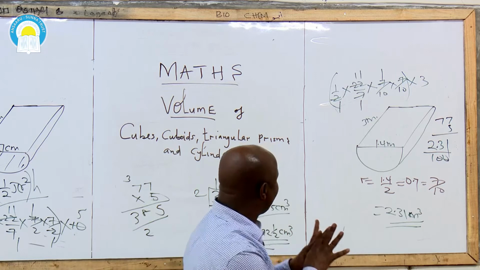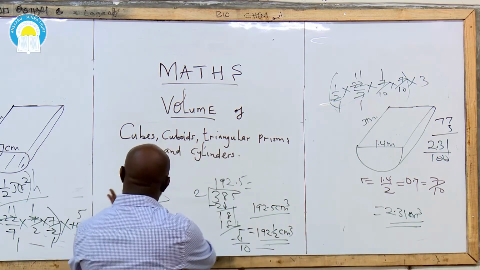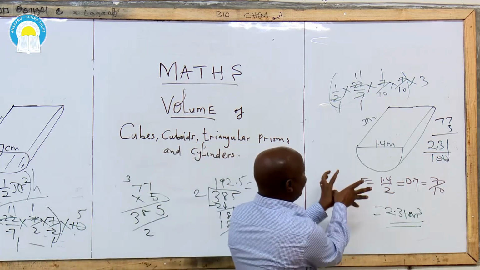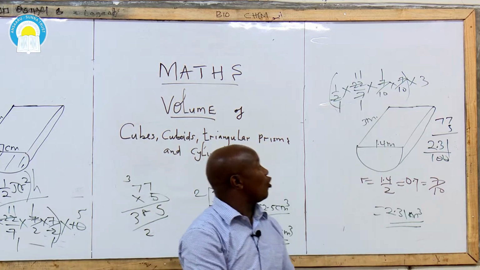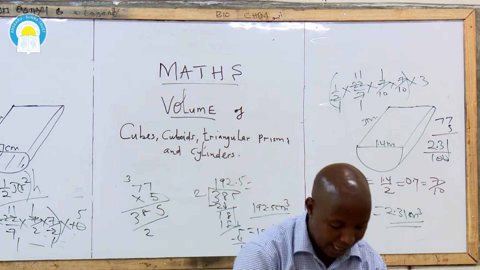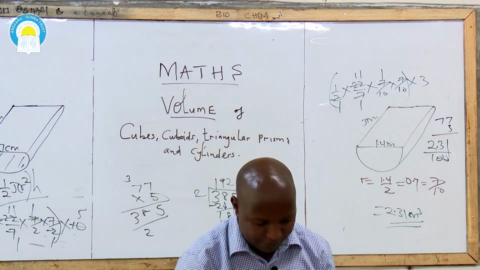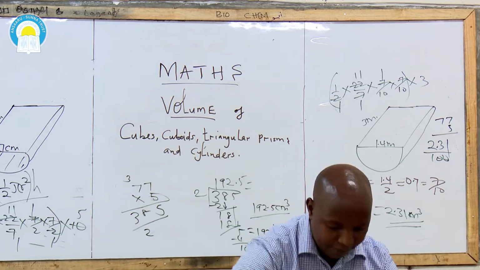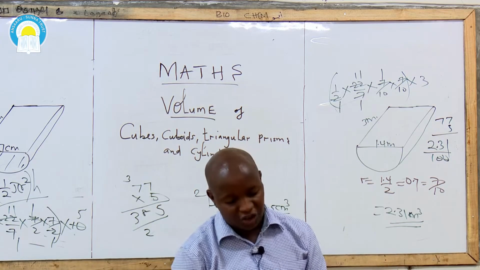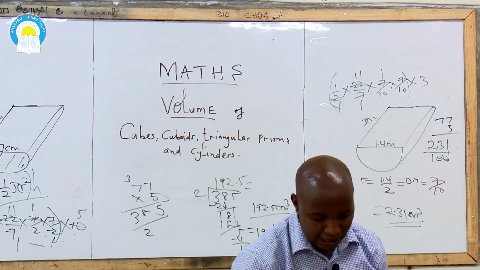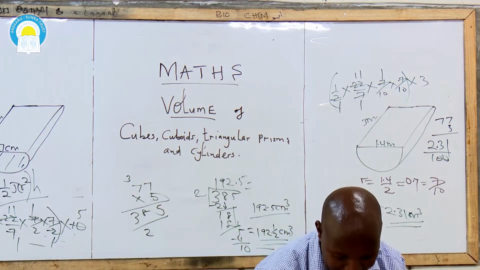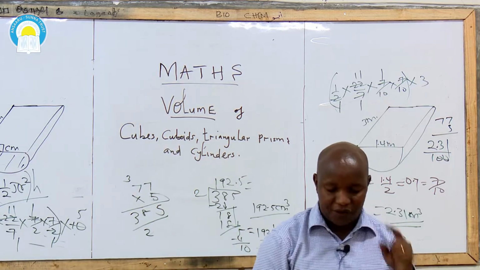The syllabus is reminding us that we should teach up to the volume of cylinders and half cylinders. But in the exam, we now see them combining shapes and asking you the volume of the remaining shape. For example, in the year 1994, this was the question.